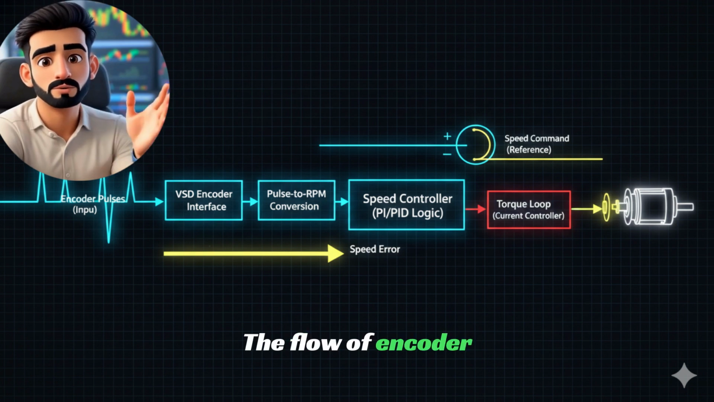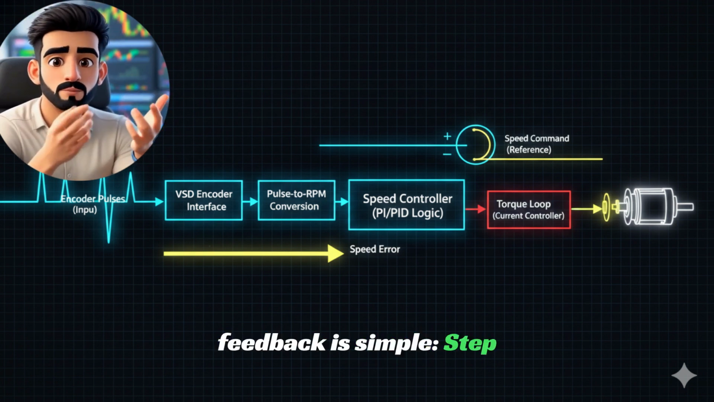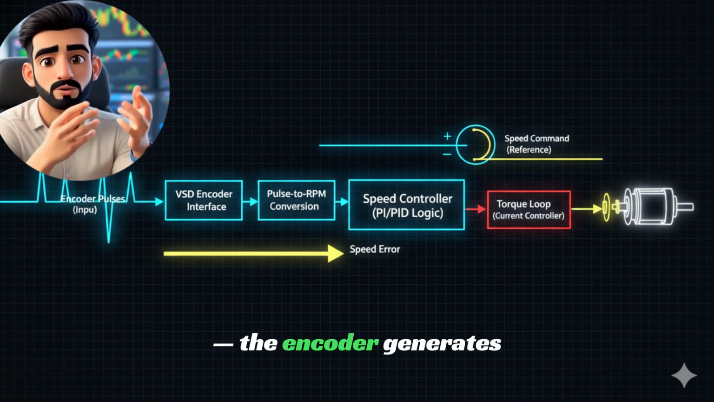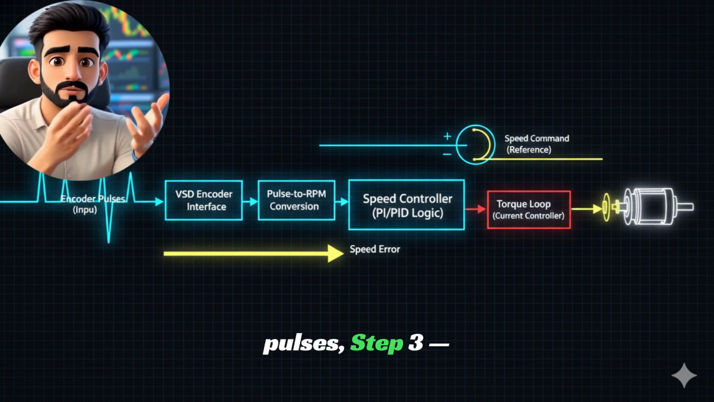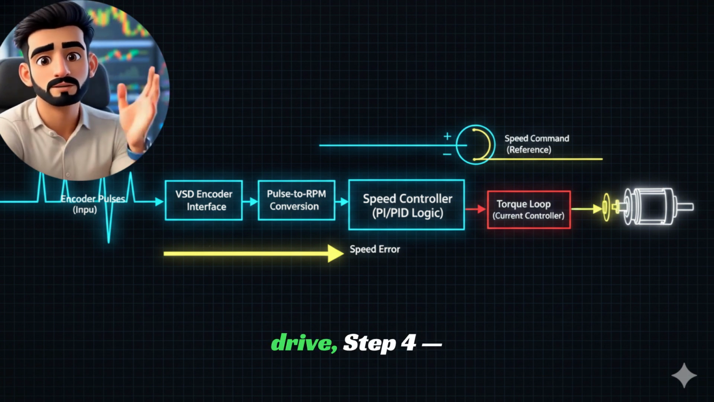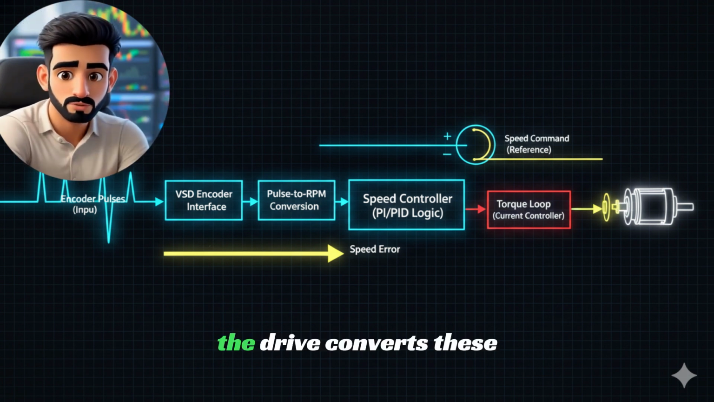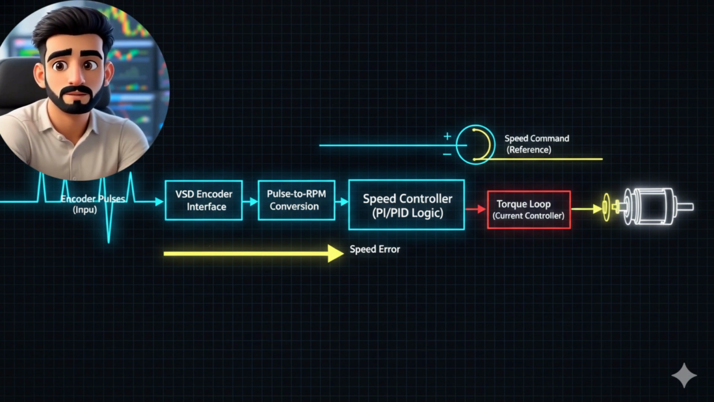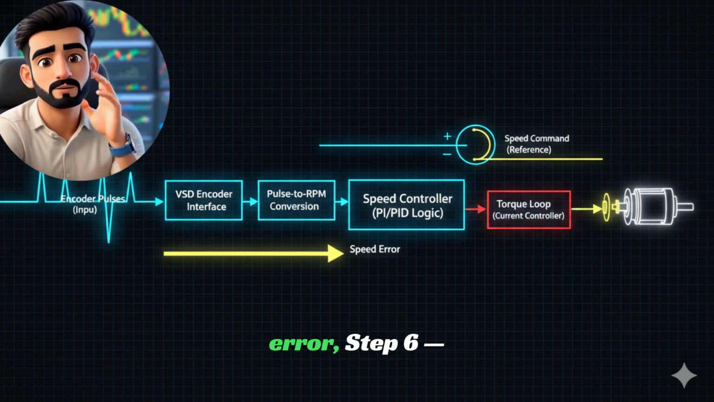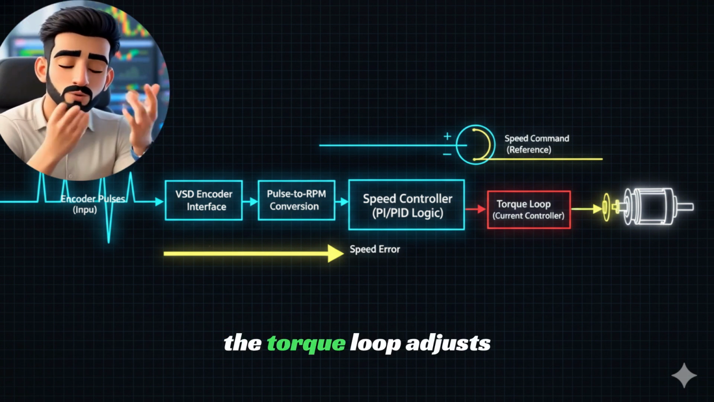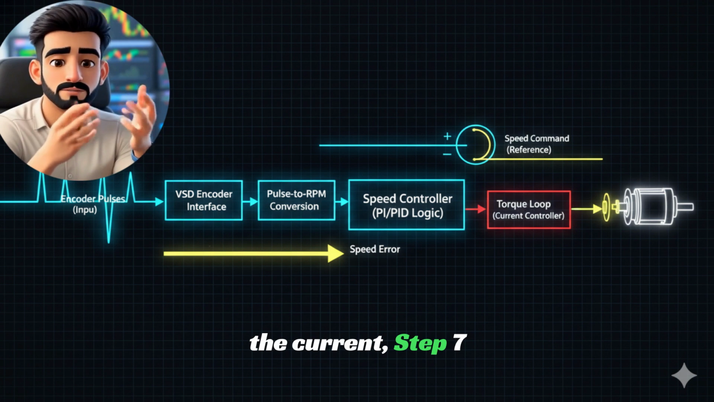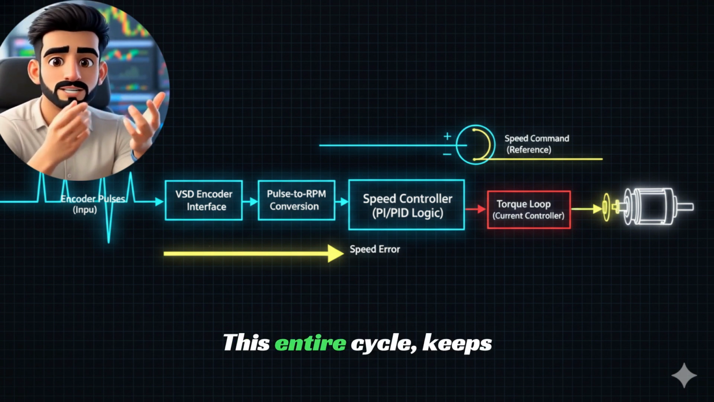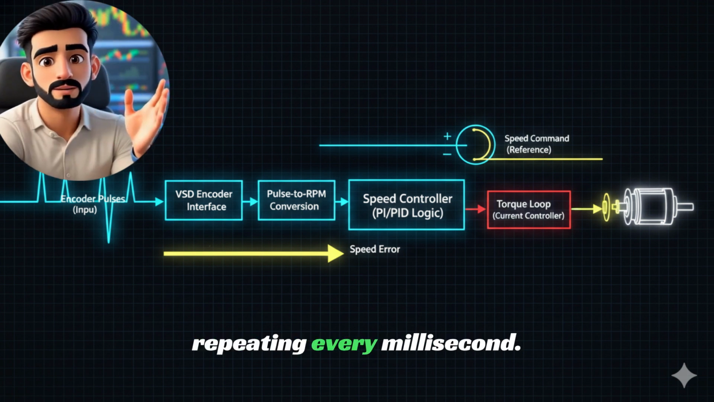The flow of encoder feedback is simple. Step 1. The motor shaft rotates. Step 2. The encoder generates pulses. Step 3. Pulses go to the drive. Step 4. The drive converts these pulses into speed and angle. Step 5. The drive calculates the error. Step 6. The torque loop adjusts the current. Step 7. The motor instantly corrects itself. This entire cycle keeps repeating every millisecond.